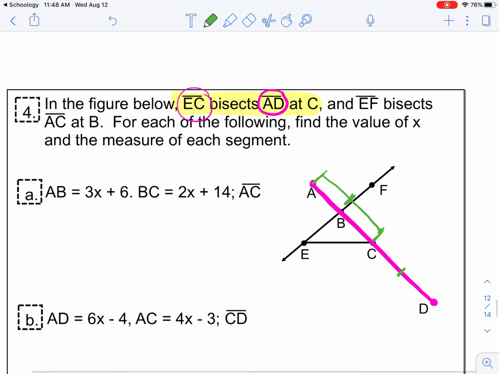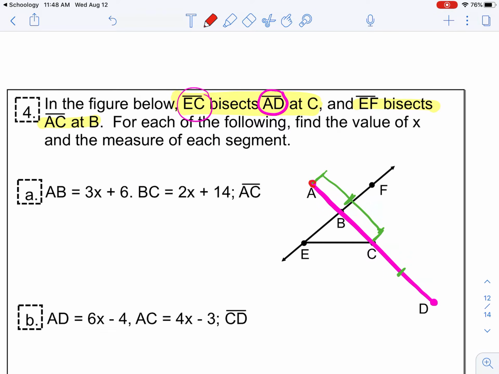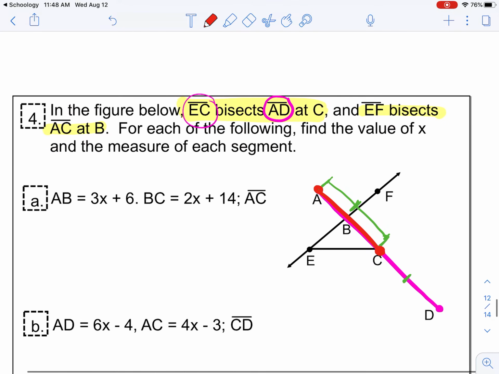Okay, they also give us more information. EF bisects AC at B. So what's being bisected? AC is being bisected. So let's find AC. AC is this red piece right here. So it's saying AC is also being bisected. It's being cut into 2 congruent pieces.